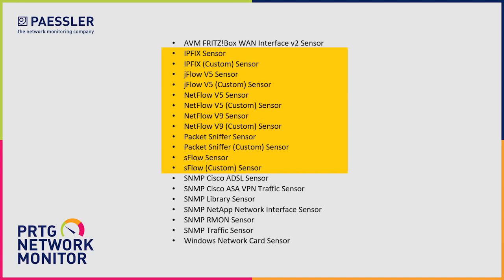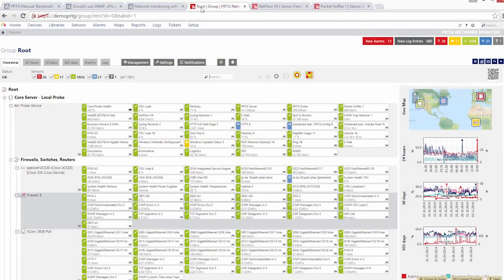All of the flow ones work the same way. So I'm going to show you today NetFlow 9. What is important when you're setting them up is to make sure that you are using the correct version. Your device will be sending a specific version. You must make sure that the sensor that you have in PRTG is set up for that version. Otherwise, the sensor won't work. So let's look at a NetFlow sensor.